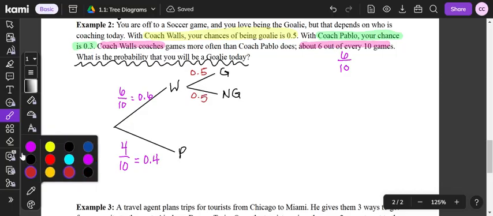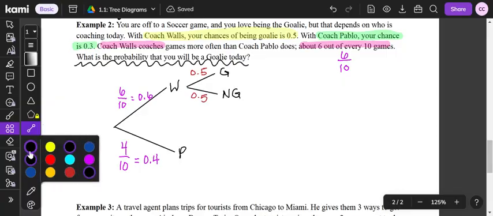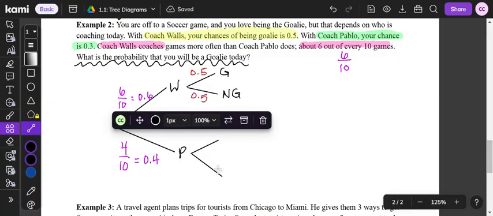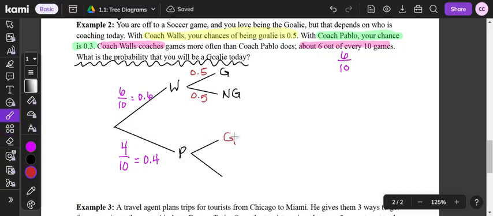Very good. Okay, finally, same deal for Coach Pablo. I'm going to say, okay, he's either going to put me in at goalie or he's not. So goalie, no goalie. Okay. And I can say there is a 0.3 chance of being goalie with Coach Pablo, which means there must be a 0.7 chance of not being goalie.